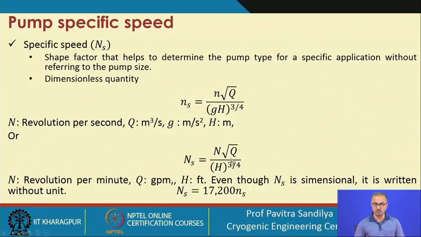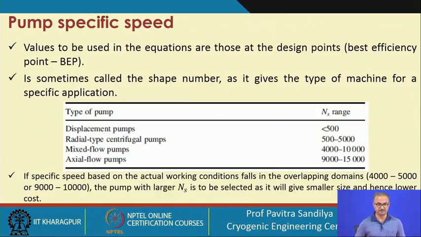On the other hand, which is more common, we are getting the same specific speed, but we are just dropping the g, and we are getting this particular equation. It is similar to the previous one. Here we have capital N, capital Ns, and Q, and H. In this case, capital N is in revolutions per minute, Q is in GPM, and H is in feet. Even though Ns is dimensional, it is written without unit, and capital Ns and small ns are related by this particular factor. That means capital Ns is equal to 17,200 times small ns. That is how we are converting one from the other.